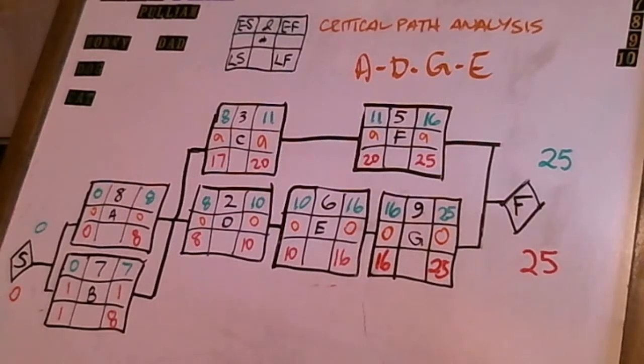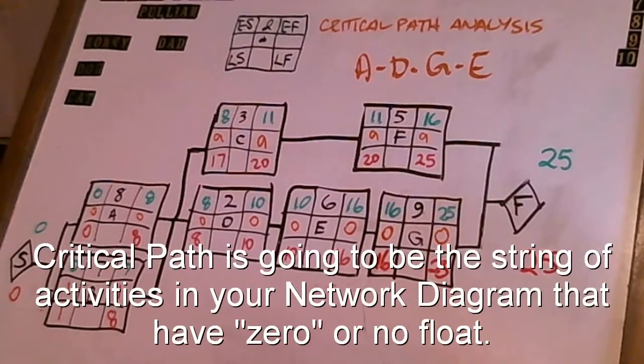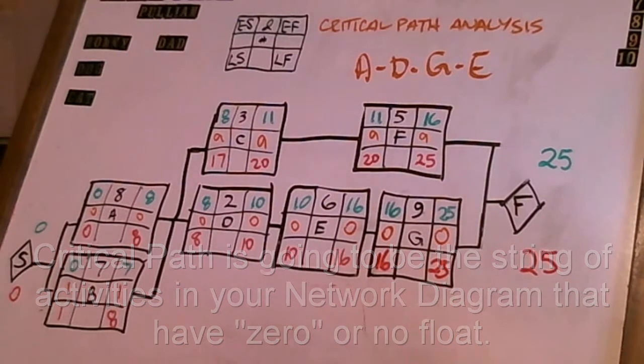What's interesting about those activities that have float is that we know they're not critical. So then what is critical? Critical is going to be those activities that have 0 float. In essence, your critical path is going to be the string of activities in your network diagram that have 0 float. That is essentially saying that your late finish less your early finish is 0, and that your late start less your early start for that activity is 0.